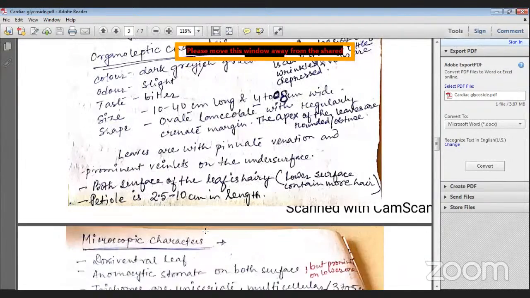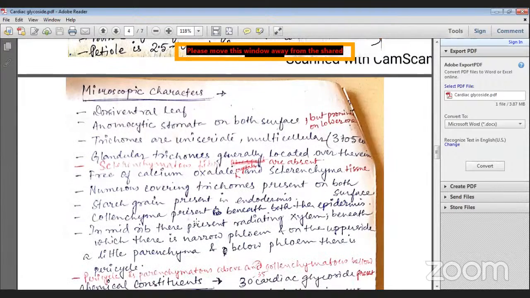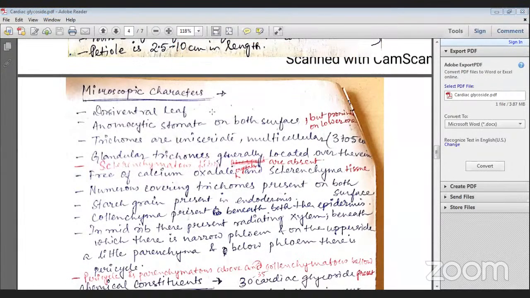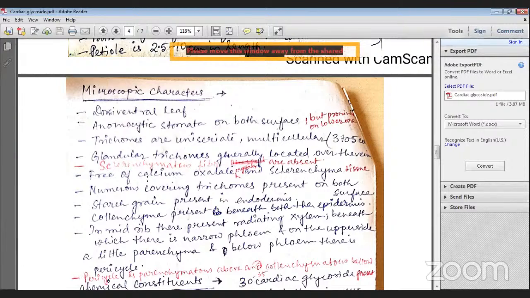Next are the microscopical characters. The main microscopical character is that it contains anomocytic stomata. This specific point is important for your GPAT preparation or competitive exams. The microscopical characters of specific drugs, like which type of trichomes and which type of stomata are present, are very important in competitive exams, so you have to take special care with these points.